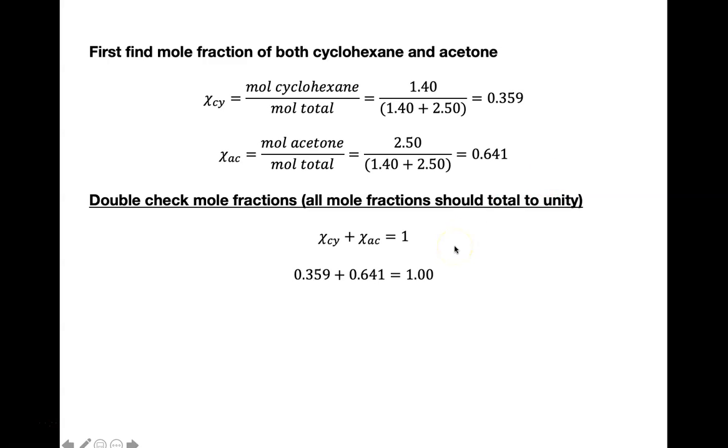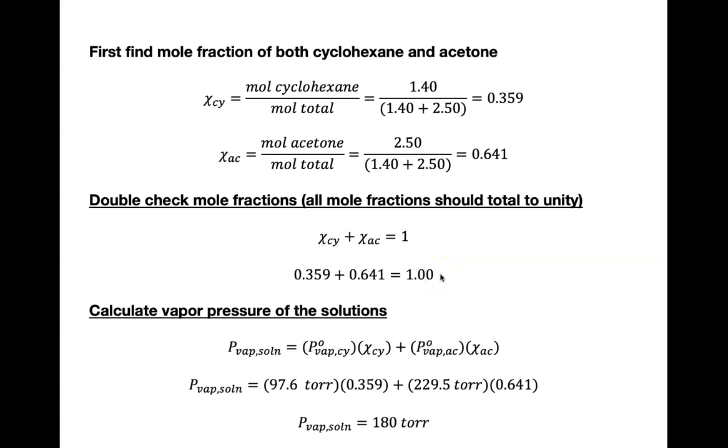A quick check if we have time, right? If we're dotting our i's and crossing our t's, we can double check the mole fraction. The way it should work out is that all mole fractions, no matter how many I have, should total to unity, which means 1. So the chi of cyclohexane plus the chi of acetone should total to 1. Double check, 0.359 plus 0.641 does indeed total to 1. Sometimes when you do these problems, occasionally you'll get it close to 1 because you're dealing with actual numbers, but theoretically it should total to exactly 1.